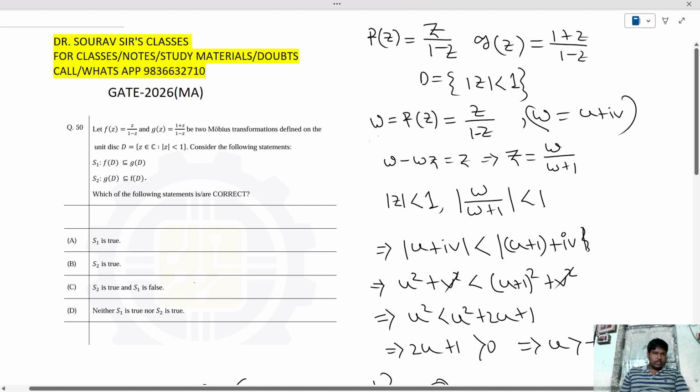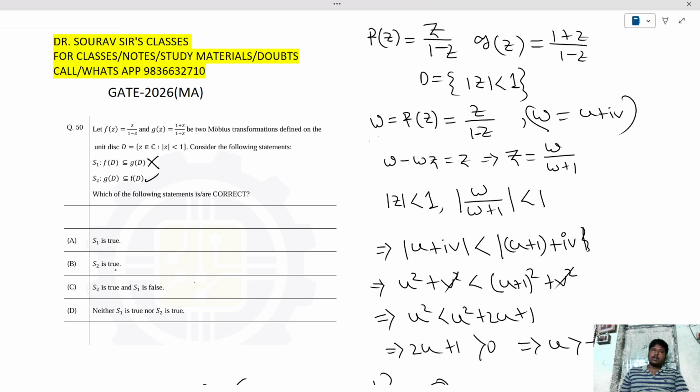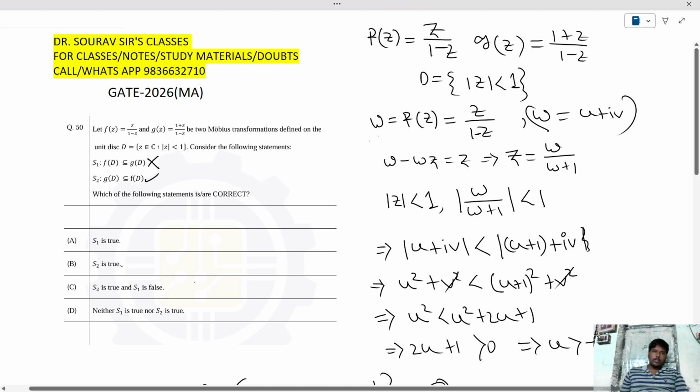So S2 is true and S1 is false. S1 is false because f(D) कभी भी g(D) का सबसेट नहीं हो सकता. ये ऑप्शन करेक्ट करने में भी आप लोग को अच्छे से नोटिस करना पड़ेगा. देखिए, option B is true because S2 is true, and option C is also true because here they mention that S2 is true and S1 is false. So B and C both are the correct options.